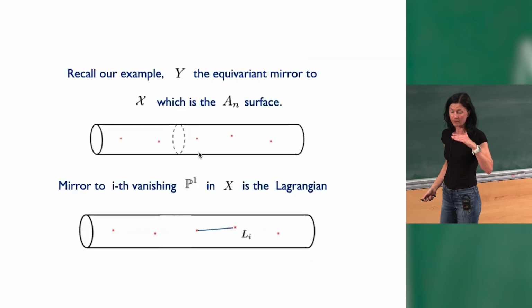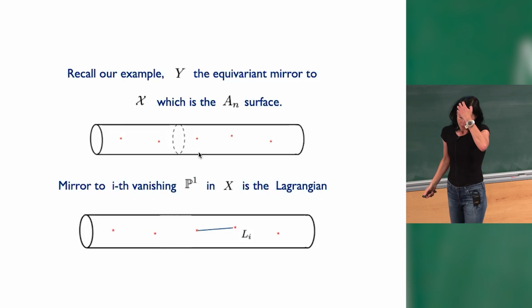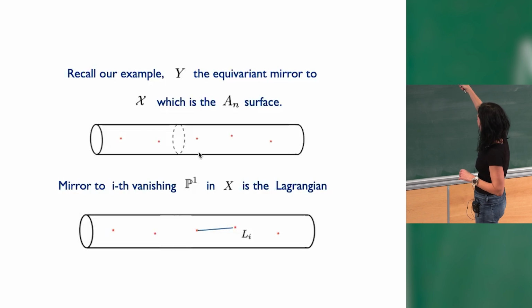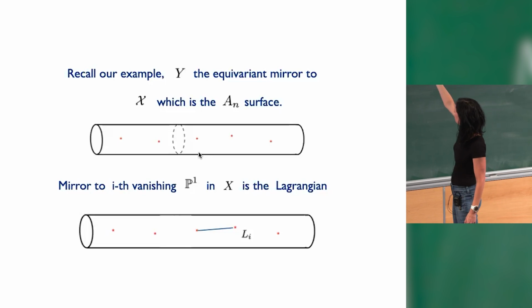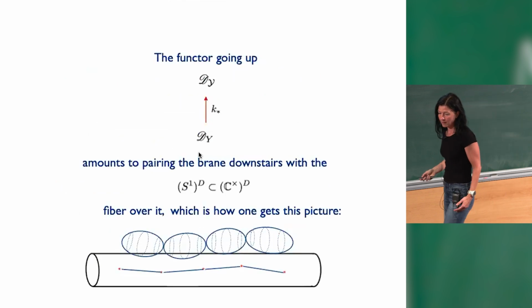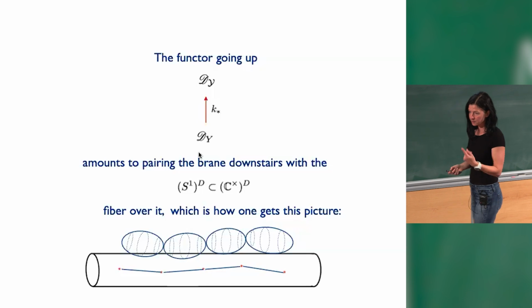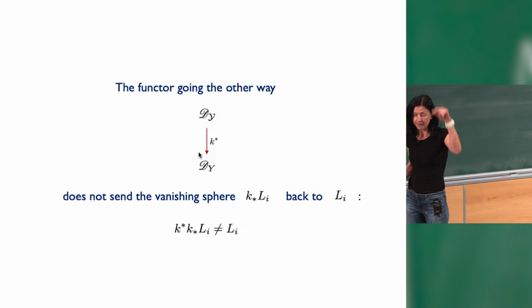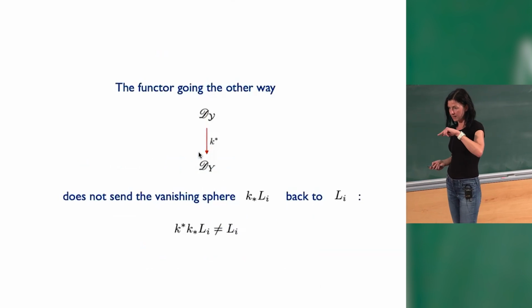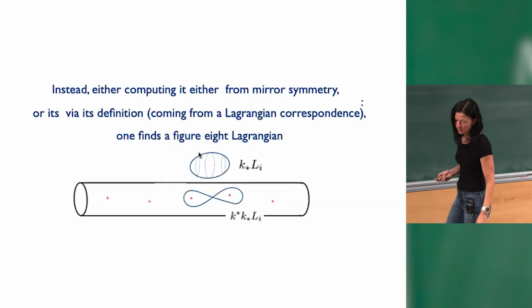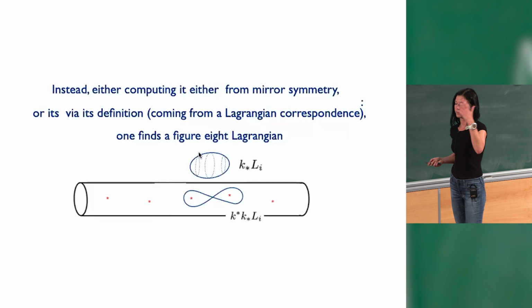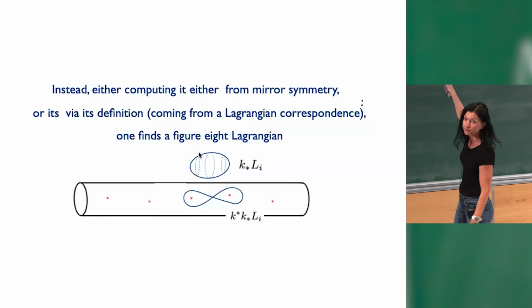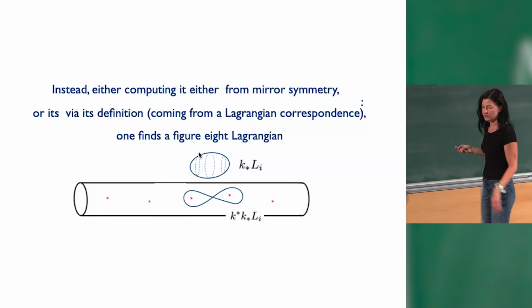So recall our example of Y, which is the equivariant mirror of X, which is the AN surface. Mirror to the ith vanishing P1 on the downstairs X is a Lagrangian, which is simply this interval brane. The functor that sends it straight up to the big Y simply pairs the downstairs brane with S1 fibers. And the functor that sends it down doesn't simply send the vanishing sphere upstairs to an interval brane. But computing the action of this functor, either from Lagrangian correspondences or from mirror symmetry, you find a figure 8 brane. Okay. Just in the simple example.